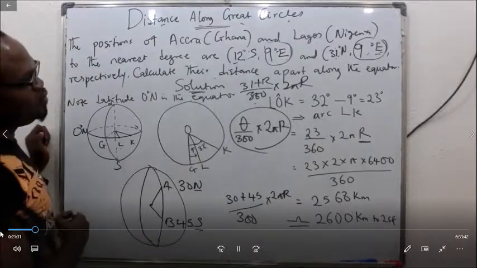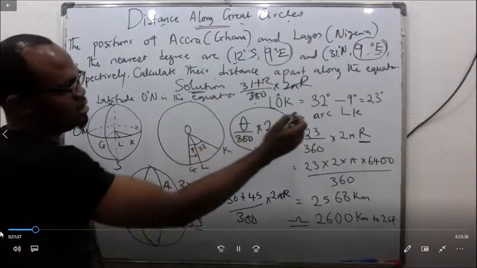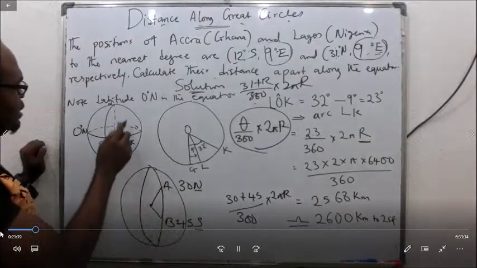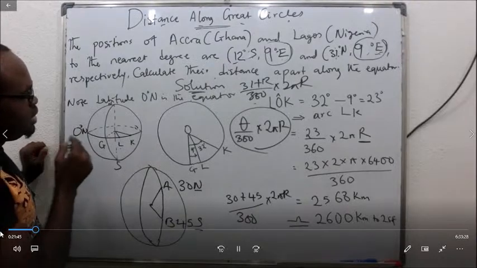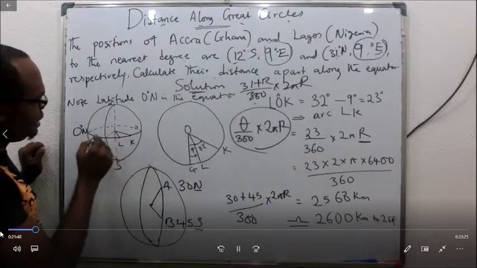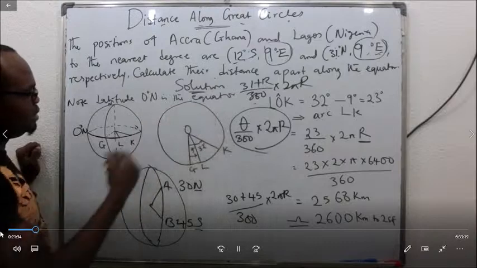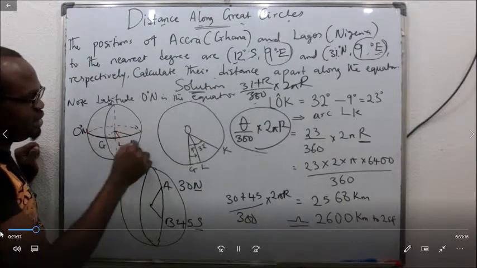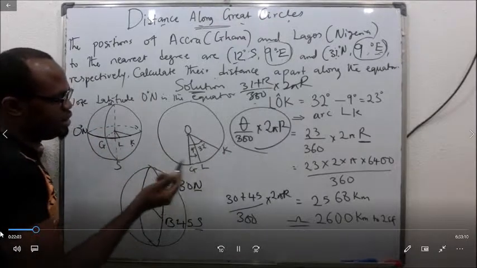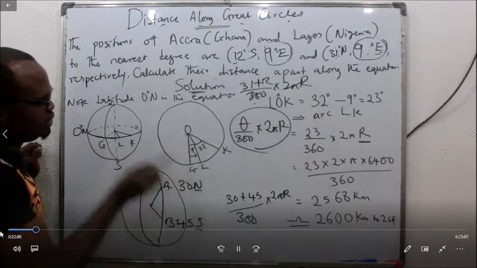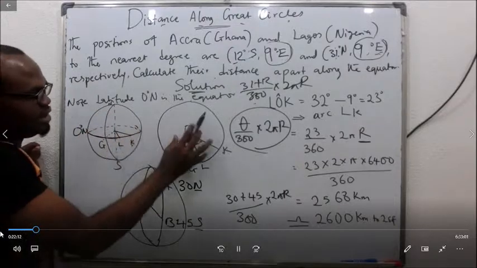Now, why did we have to subtract in order to get 23? If you look at this question now, this is the initial diagram that is given. Now, it is being calculated along the equator. So this equator is a circle on its own, and that is the circle that I brought out here. From the middle, you have point K, point L, and point G. So this circle is actually the circle of the equator, and I brought it out to be clearer.